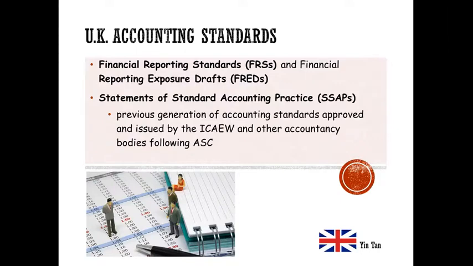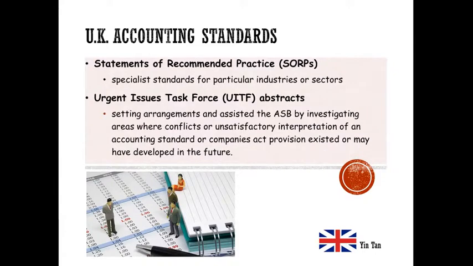SSAPs were the previous generation of accounting standards approved and issued by the ICAEW and other accountancy bodies following a recommendation from the ASC. Each SSAP specifies how a particular item or transaction is to be treated in the final financial statements of a company. The ASC developed the first SORPs. These are specialist standards for particular industries or sectors. For example, the Charity Commission issued the Charity SORP.